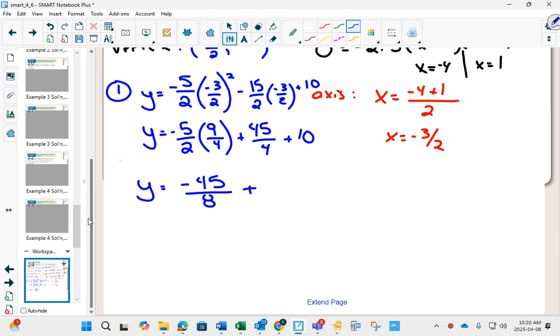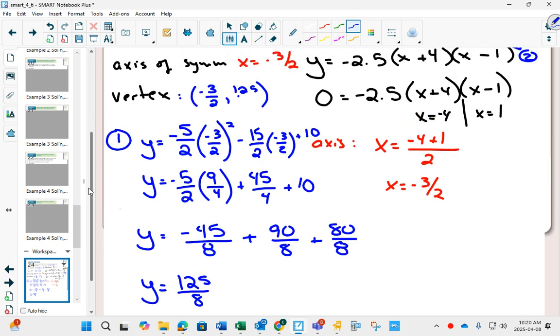-45/8. I guess I'm going to need a common denominator for doing all of these, so I'm going to change this 45/4 to 90/8, and this 10 to 80/8. And that will come out to 125/8. Do they have that as a decimal at the bottom of the page? They do. Because I guess they were assuming maybe you'd use a calculator. Double check, and it is the same number. That's option 1.